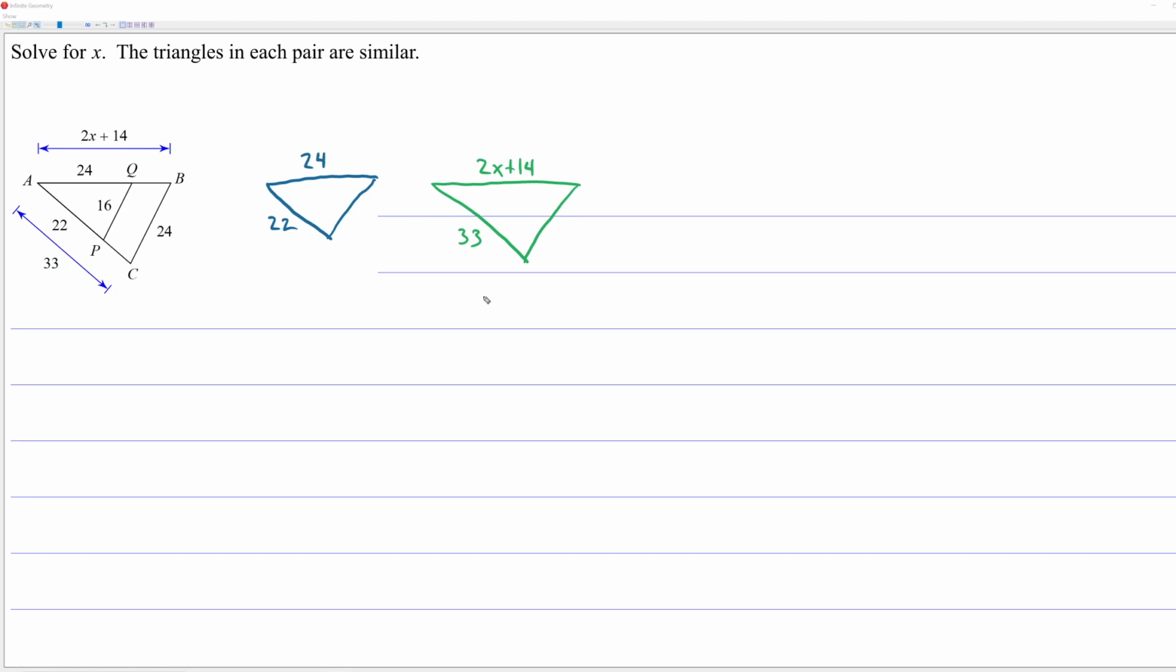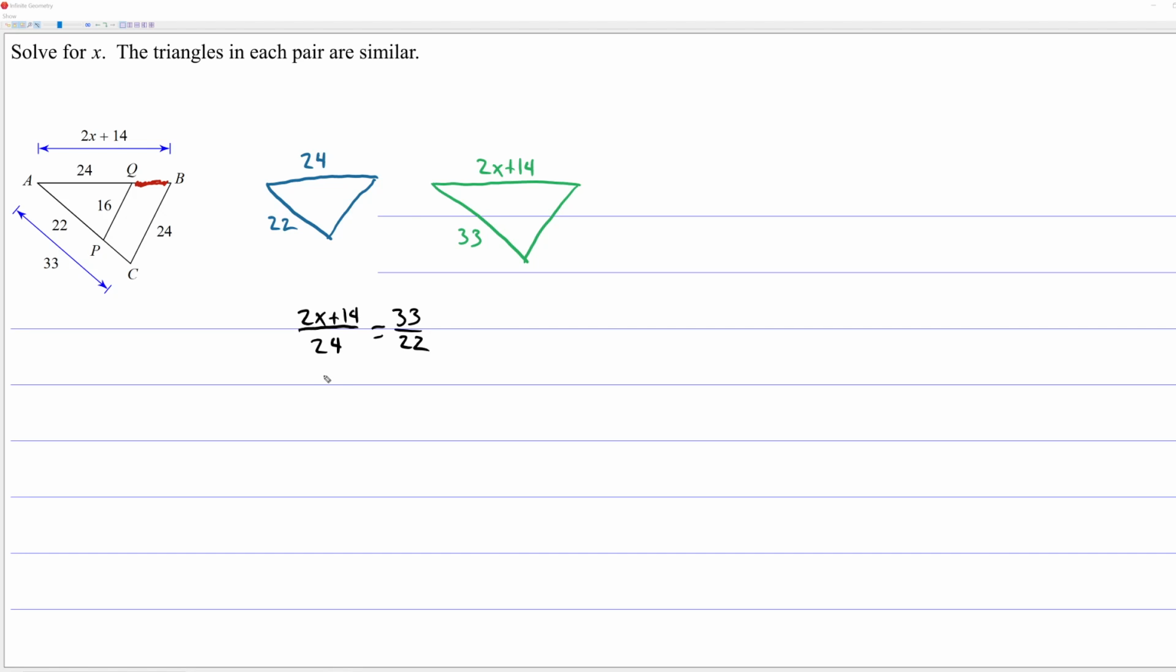Now I'll just give you a hint, because there are variations in this problem before moving on. What you will see sometimes is you might be given maybe this side, QB, where I'm going to put this red marking. If you need to, you might have to add or subtract to find these entire sides. But anyway, we didn't have to do that here. We just write down a simple proportion equation. So 2x plus 14, that's the side on top. That corresponds to 24. And then 33 corresponds to 22. So solve this equation.